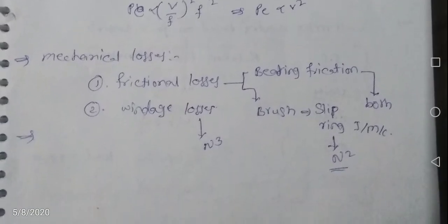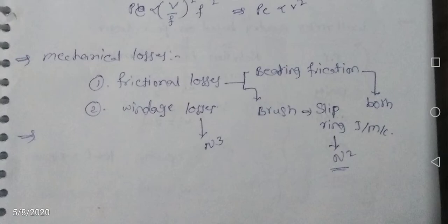Mechanical losses are friction losses: bearing friction losses, that is, brush and bearing friction losses, and windage losses. Bearing friction losses are there in both machines, squirrel cage and slip ring induction machine. Brush losses are there only in the slip ring induction machine. Windage losses are proportional to N cube.